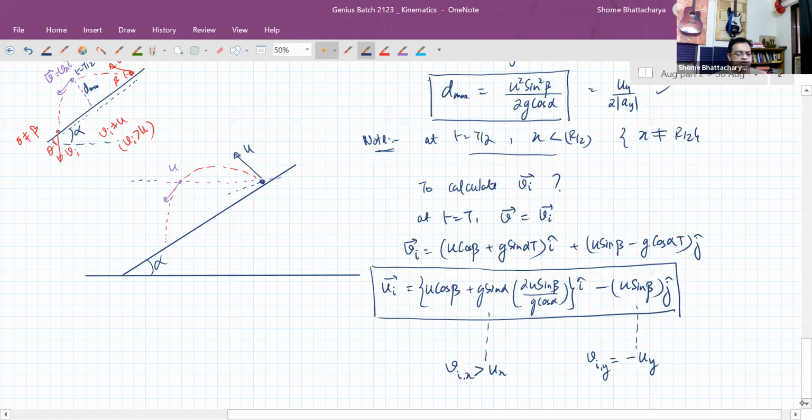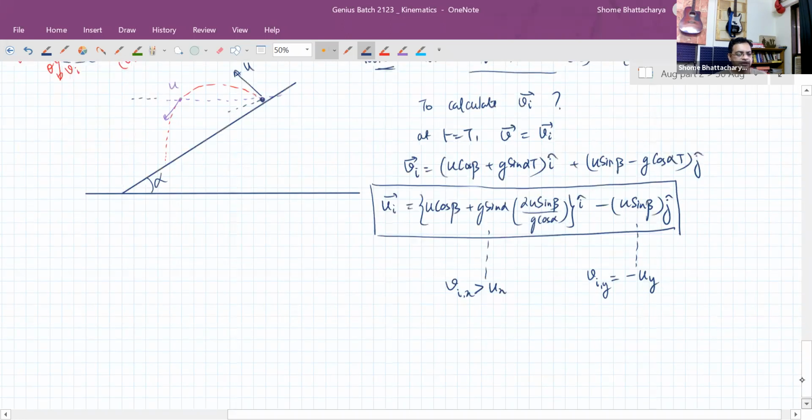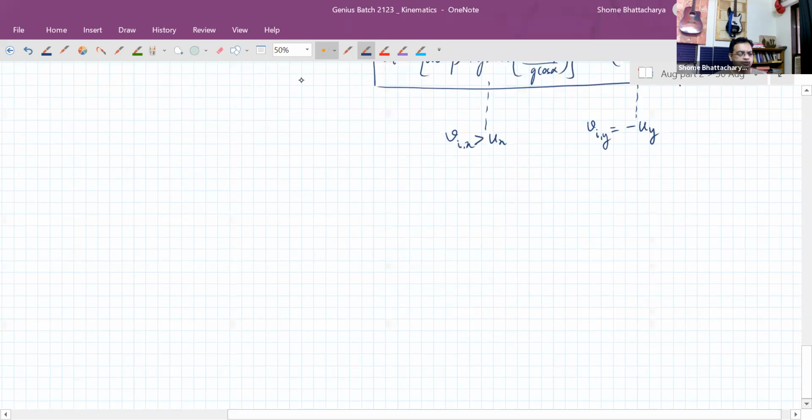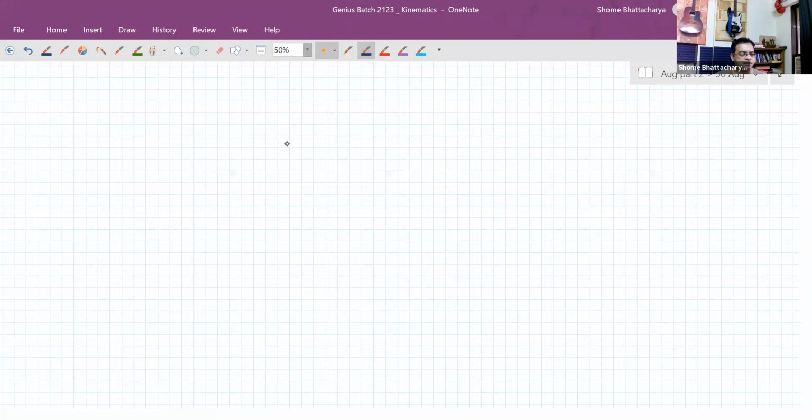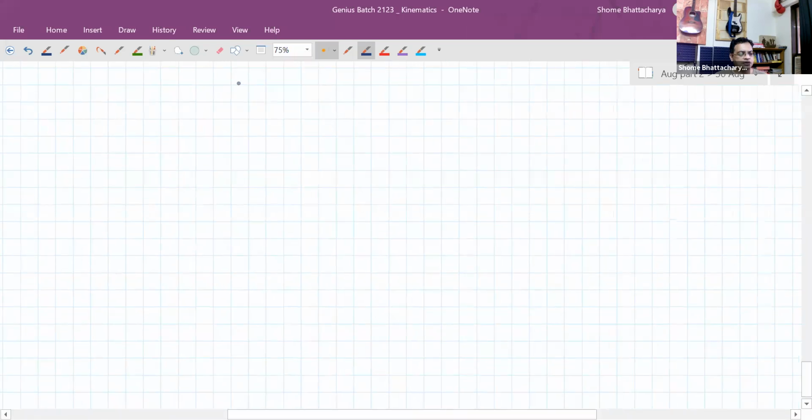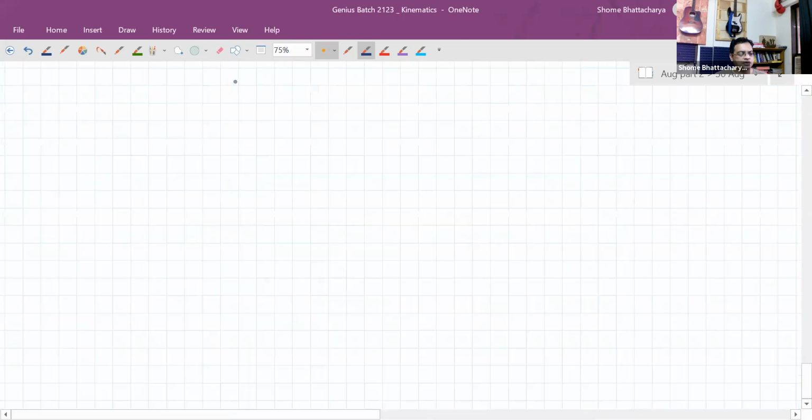Anyhow, next let's look at another version of this inclined plane problem, but with a numerical example. What I mean by another version is that this time we will throw the particle up the inclined plane instead of down the inclined plane. And we'll just solve this.